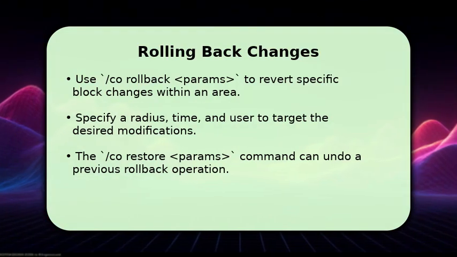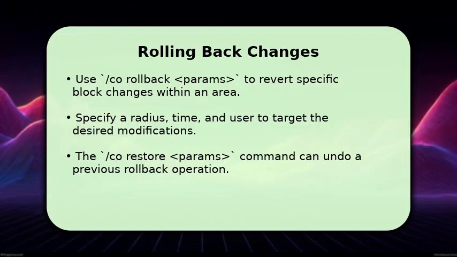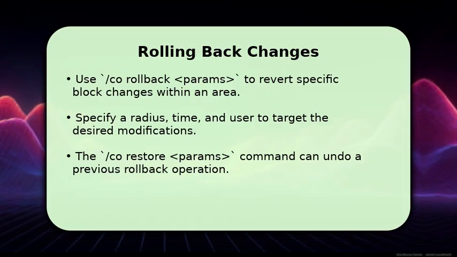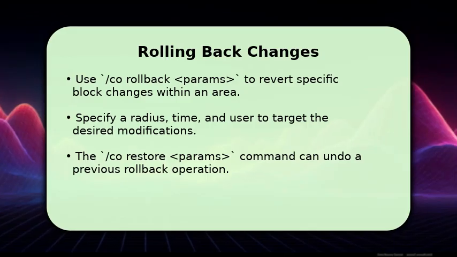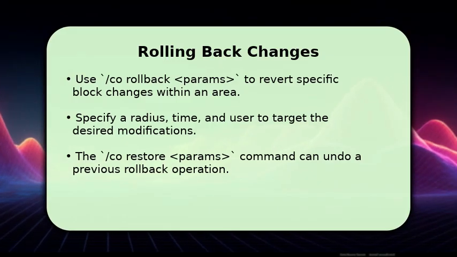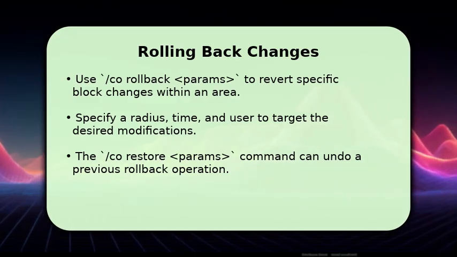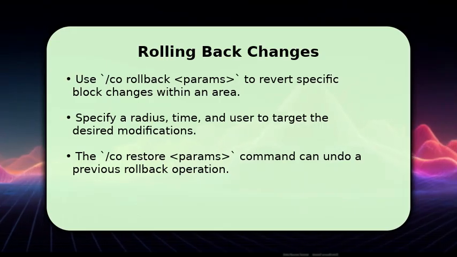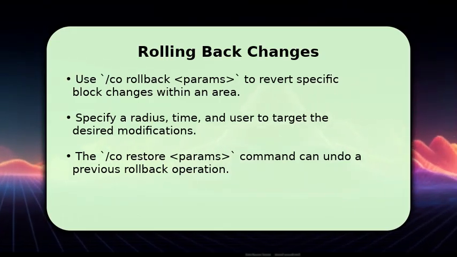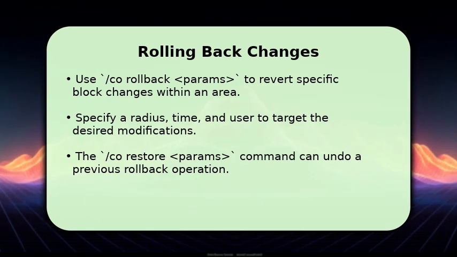Next, we'll cover how to roll back unwanted changes. The /co rollback command is your best friend for fixing griefing or mistakes. You can specify a radius, a time frame, and even a specific player to target the changes you want to revert. For example, /co rollback t:5m r:10 u:playername would revert changes by that player within a 10-block radius from 5 minutes ago. If you make a mistake, /co restore can undo your last rollback.